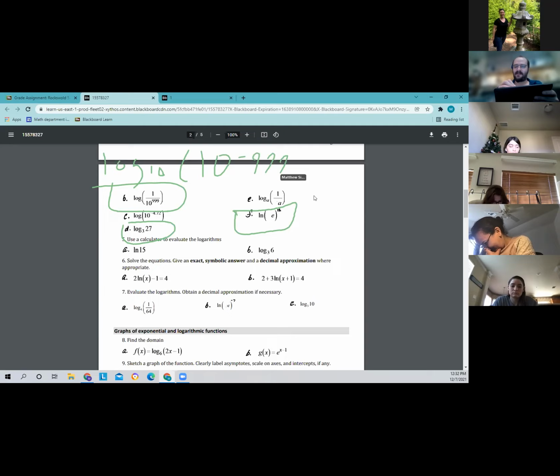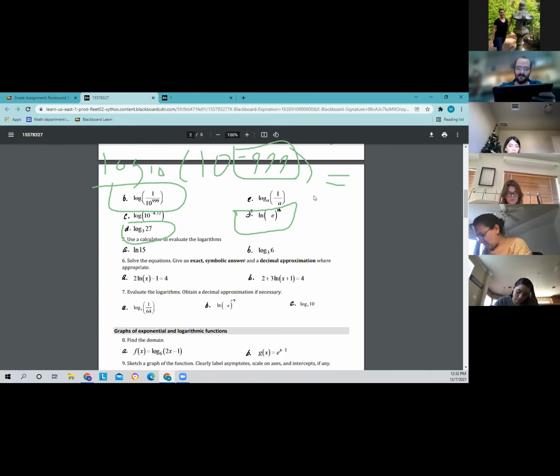There's multiple ways you could do it. You might see it without doing this step. What if this is 10 to the minus 999 and I'm doing log base 10? What is this thing equal to? Would it be minus 999? No, it's this thing right up in here, because it's going to be log of 10 to the minus 999, and the result is minus 999.